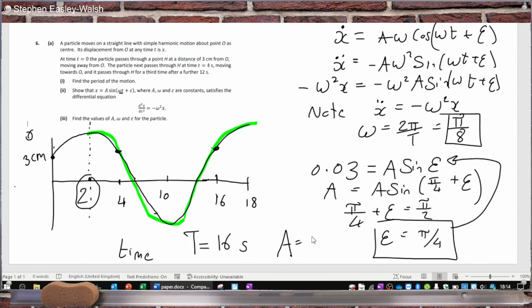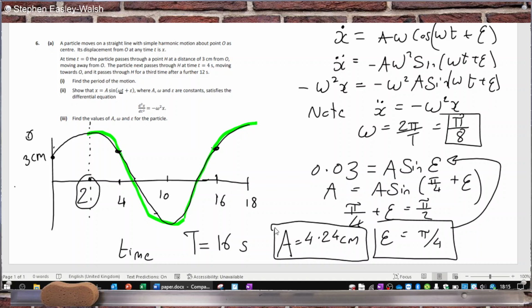Let's have a look here. About 4 centimetres, roughly. 4.24 centimetres is the amplitude. Okay, hopefully that's okay. I got the period. I think I've shown the equation is true, bit of calculus, chain rule, and I think I have the A, omega. Well, you know what? Actually, there is a way we can check.